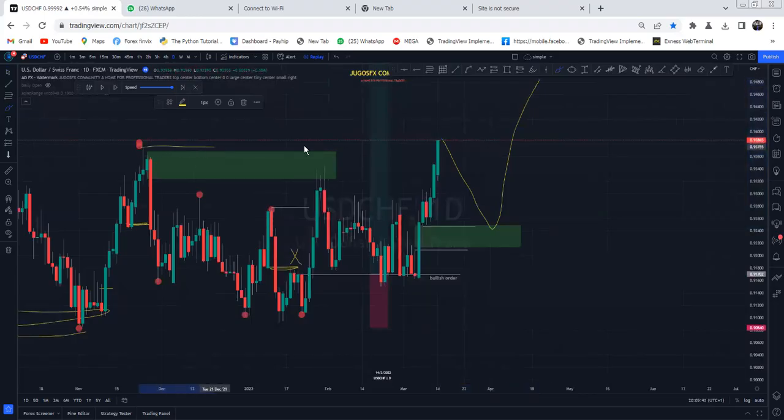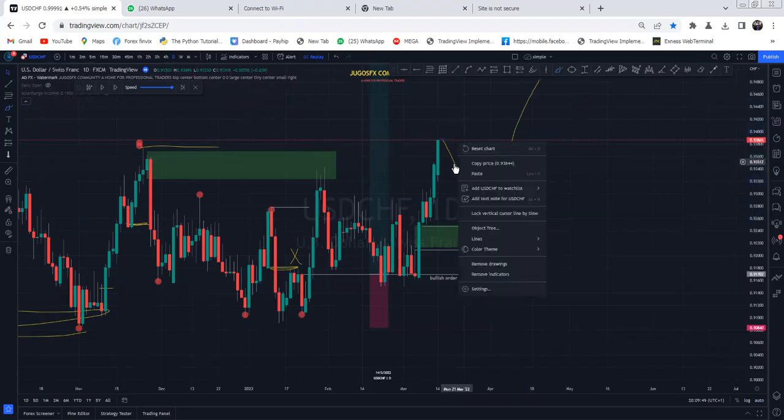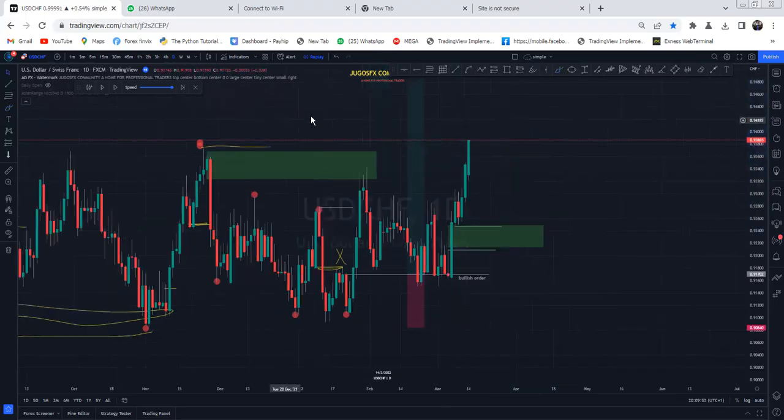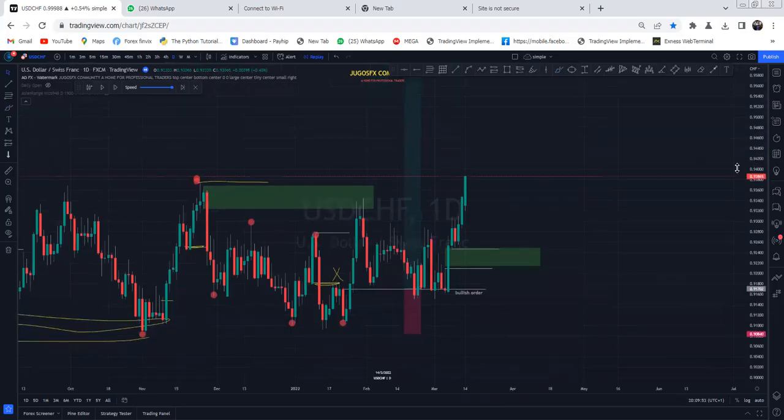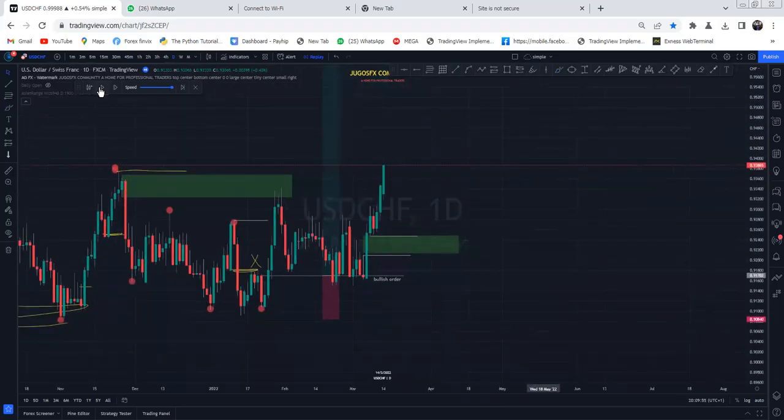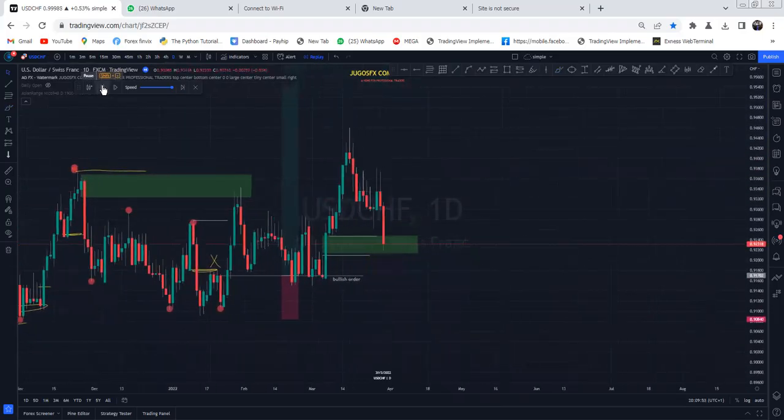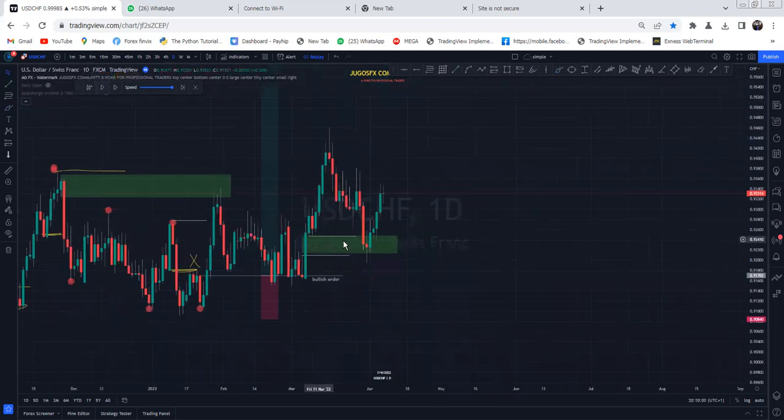Once price clears this high, we can now be expecting a retracement, then to grab the internal liquidity here, and then continue with our uptrend, all right, to seek the external liquidity that we spotted on the weekly time frame. Okay, so let's just play this and see. Price came back to the inefficiency and even right to this other block here.